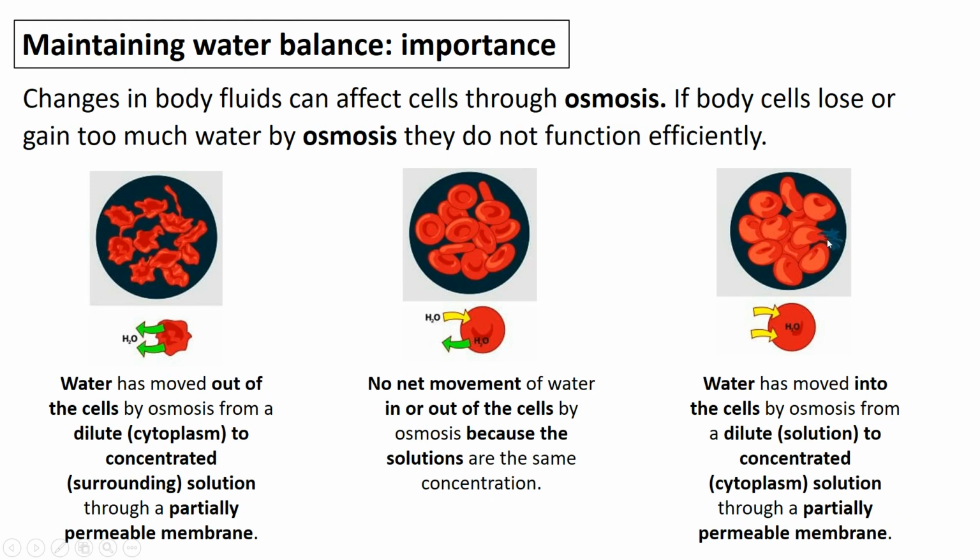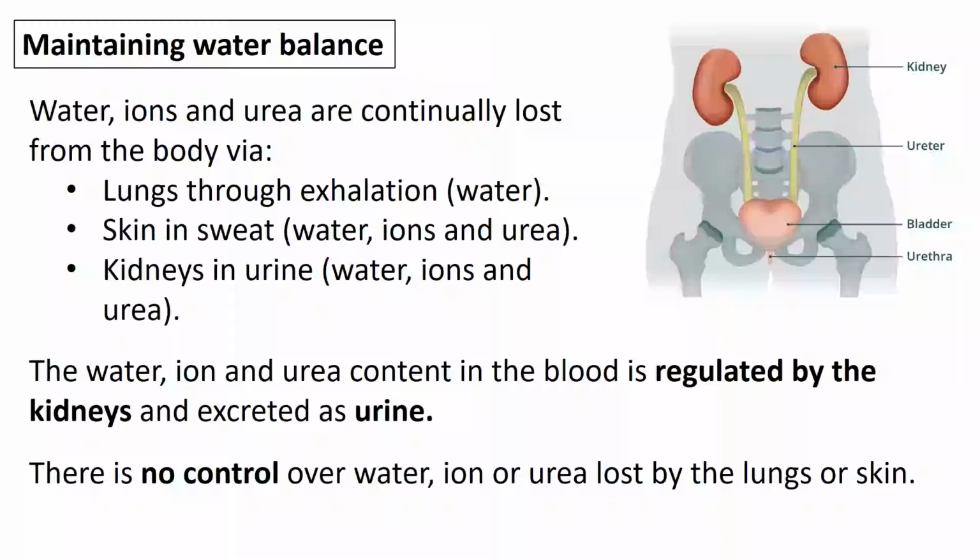But if your blood is too dilute, then water will move into the cells, and those cells will end up bursting. And so then you have to be able to describe for all three scenarios what is going on in terms of osmosis. So although osmosis is paper one, make sure you do understand it for paper two. Okay, so how do we regulate our water balance? So water, ions and urea are constantly being lost through the body.